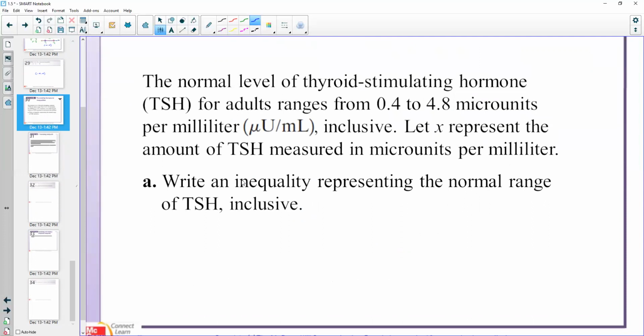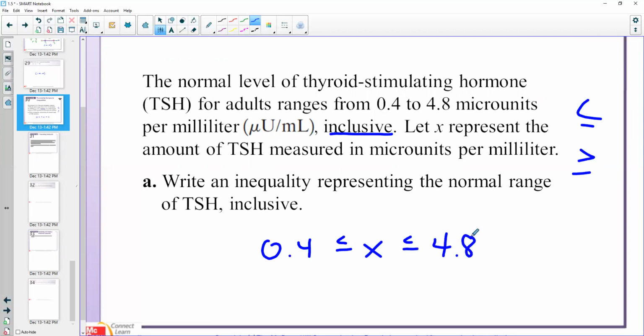So the normal level of thyroid stimulating hormone, TSH, for adults ranges from 0.4 to 4.8 microunits per milliliter, inclusive. It means both ends are included. This means when you see that word, you should be thinking about these symbols. Let X represent the amount of TSH measured in microunits per milliliter. Write an inequality representing the normal range. Well, it goes from 0.4 inclusive to 4.8, right? That's what they're saying. This is the range. This is how you write it as an inequality.